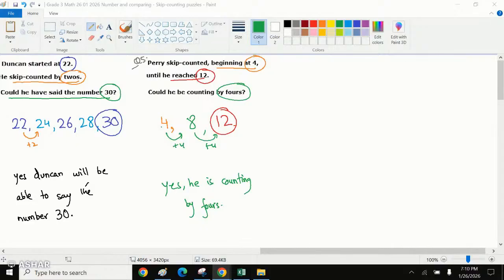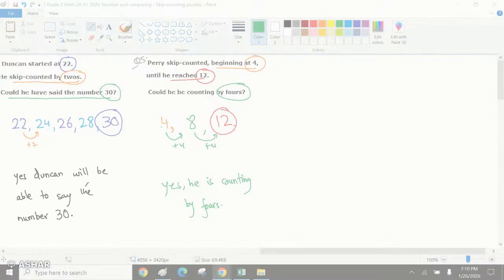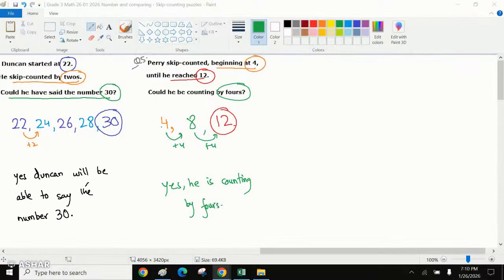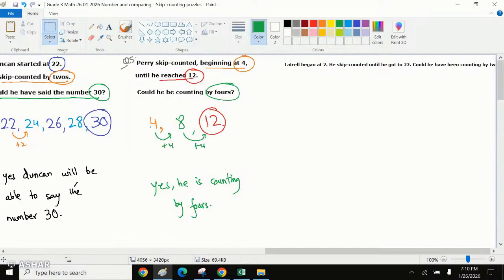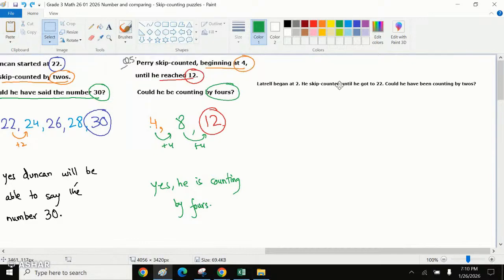Let's have a look at the next question. So the next question says, Lateral began at 2. Just a moment, please. Let me copy this and paste it. Let me align this first. He skip counted to 22. Could he have been counting by 2s?